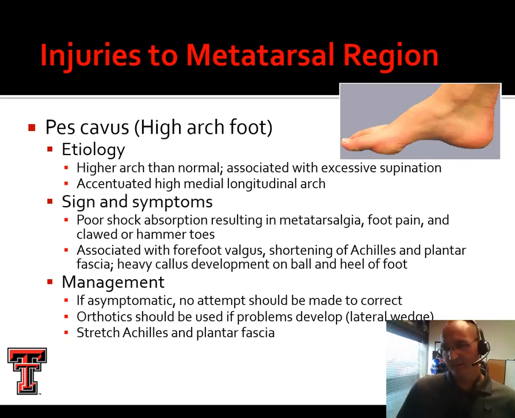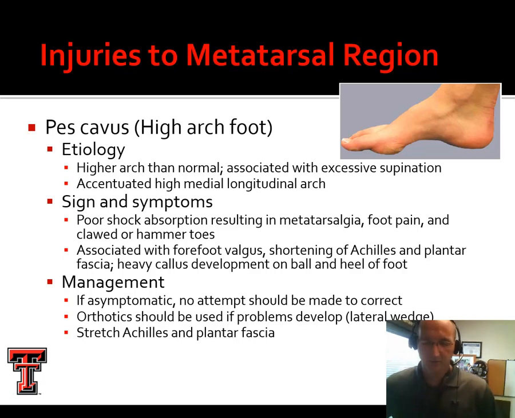The opposite side of the spectrum, we see a high longitudinal or medial longitudinal arch, and that's referred to as a cavus foot or pes cavus. They are going to be a supinator, and they're going to have poor shock absorption because that high arch isn't allowing that foot to interact with the shoe or with the running surface.